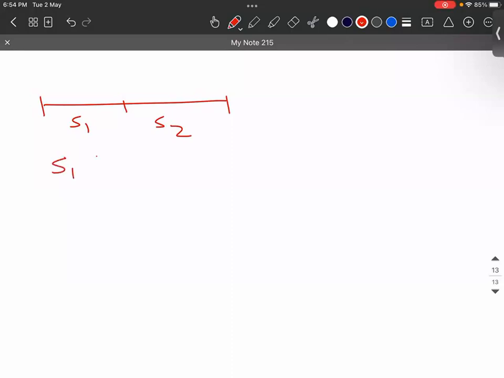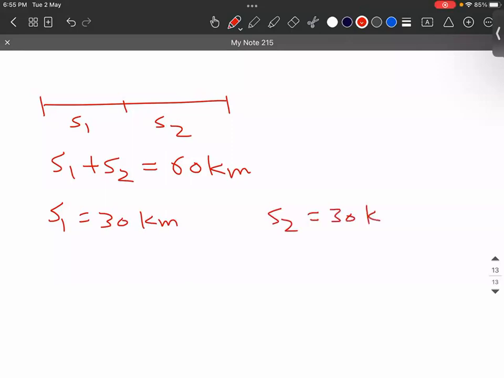So what will be my S1? 30 kilometers. Okay, good. So my S1 plus S2. Let me write my S1 as, like this guy said, 30 kilometers. What will be my S2? 30 kilometers. Awesome. What else do I know? V1, 30 kilometers per hour. And what do I have to find? V2 is what I have to find.